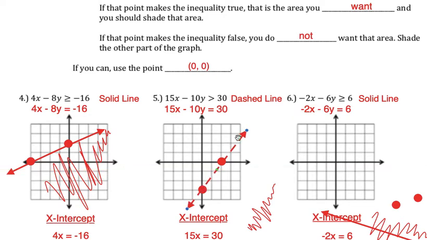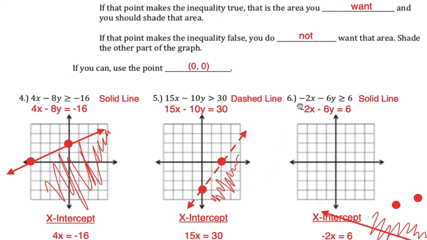So these values here are not included, and I'm curious then, do I want all of the values above or below this line? I need to test a point. Again, my line's not going through (0, 0), so that's the easiest point to test. I plug in 0 for x, plug in 0 for y. It makes this whole side turn into 0. So is 0 greater than 30? It is not. So (0, 0) is false, and I'm going to shade this side down here.